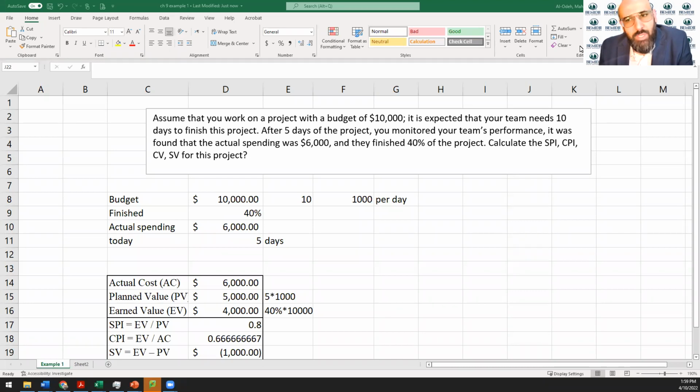Now, what we need to do, we need to calculate the SPI, the Schedule Performance Index, the Cost Performance Index, CPI, Cost Variance, CV, and the SV, the Schedule Variance for this project.